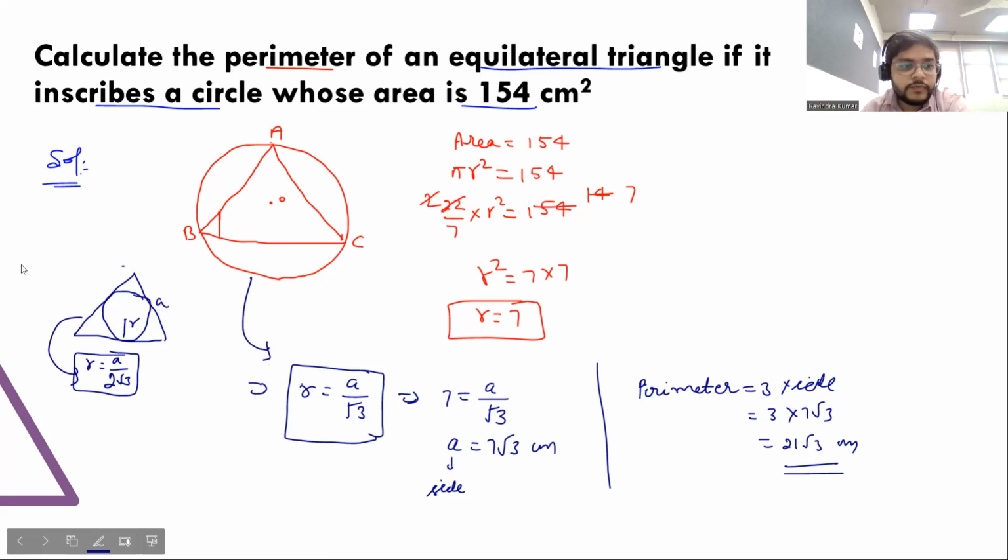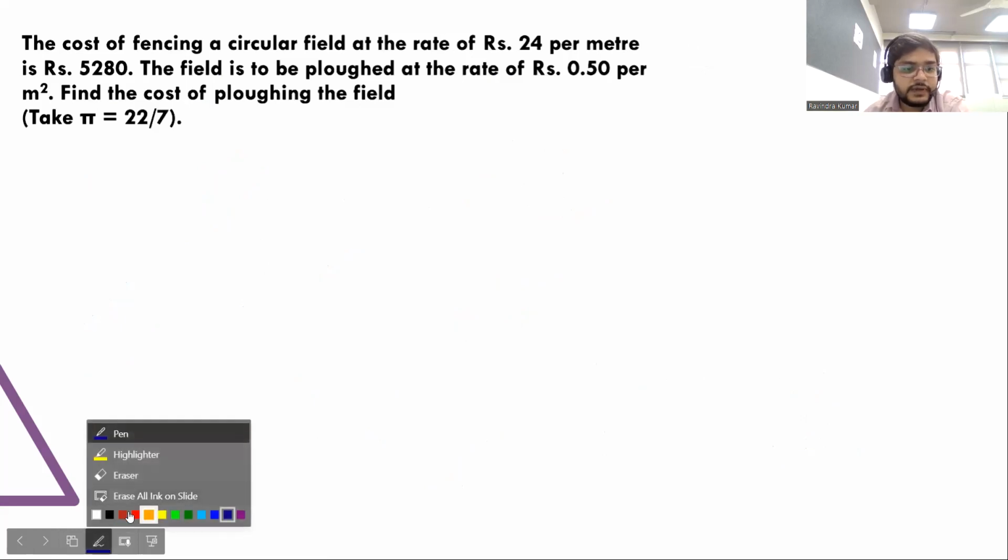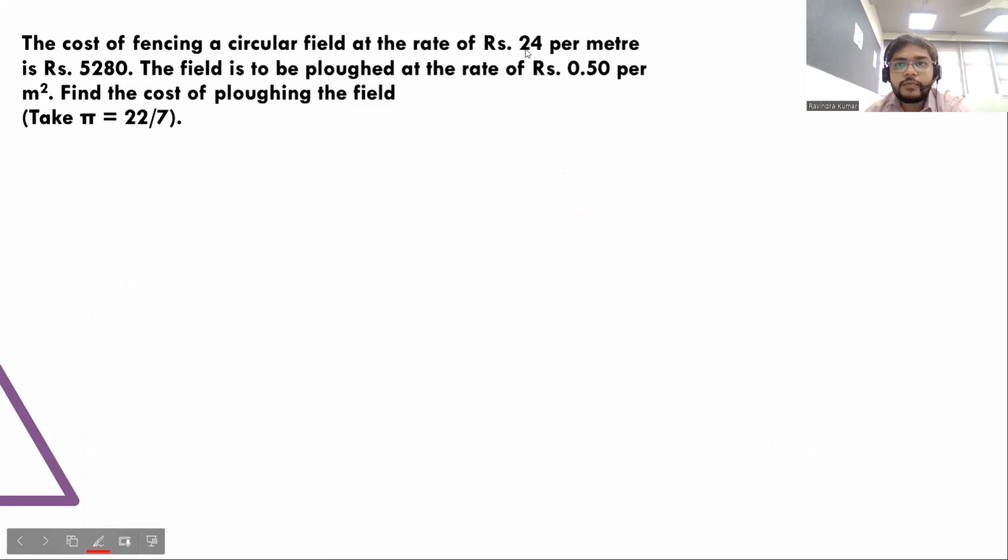Now let's move ahead to the next one. It says that the cost of fencing a circular field at a rate of 24 per meter is 5280, right? The field is to be plowed at the rate of 0.50 per meter square. Find the cost of plowing the field. First, if we are fencing something, it is along the boundary. So this is 24 rupees per meter, and the cost in total is this one.